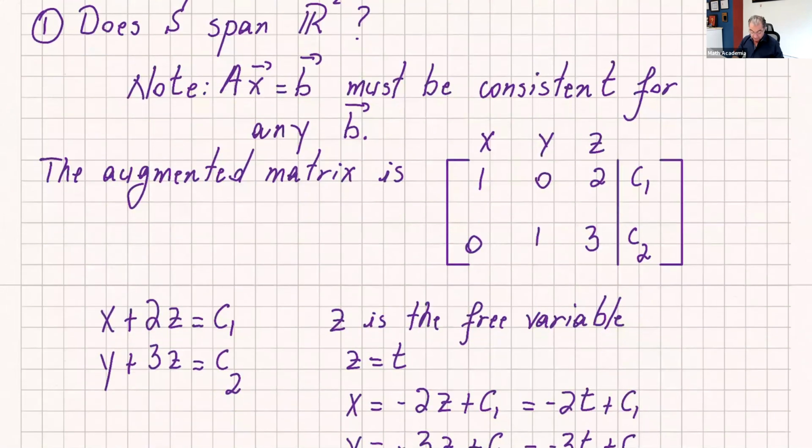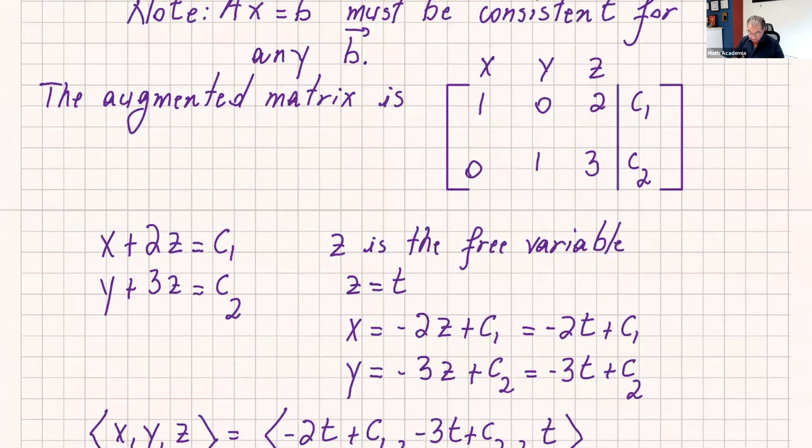If you want to go directly to the augmented matrix, you can put your vectors as the columns of the matrix A, and I put B to be C1 and C2, because as I mentioned, it has to be consistent for any B. Now, if I write the first one, x plus 2z equals C1, and for the second one, y plus 3z equals C2. And we know this is an RREF form already. So we have two pivot columns, and the one that's not a pivot is going to be your free variable. So Z is the free variable in this case.